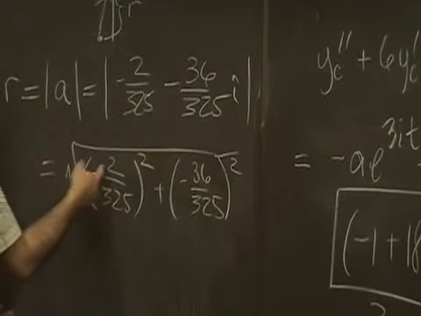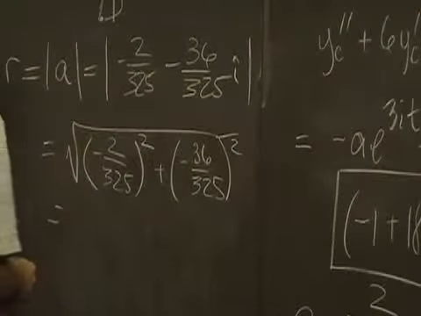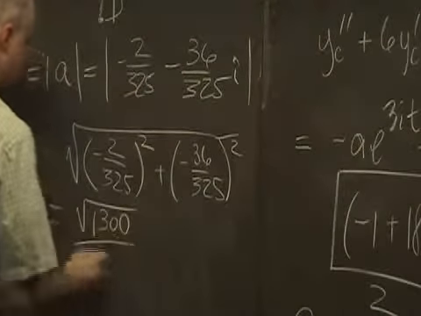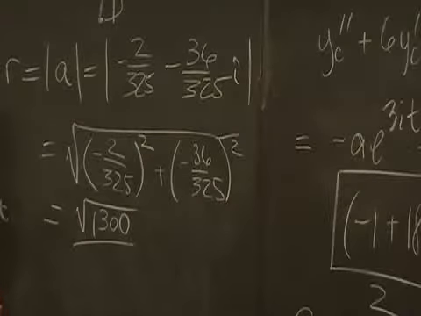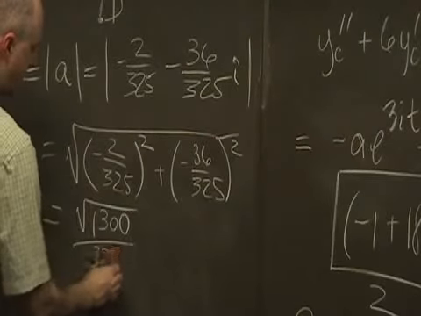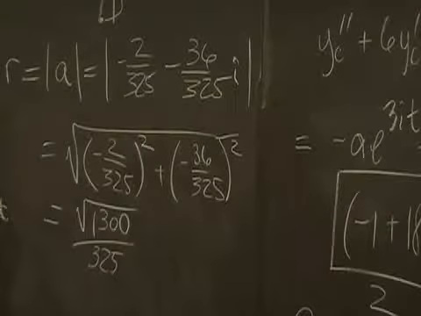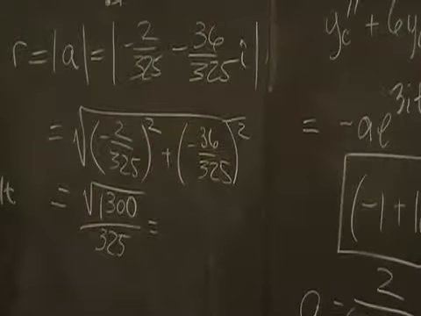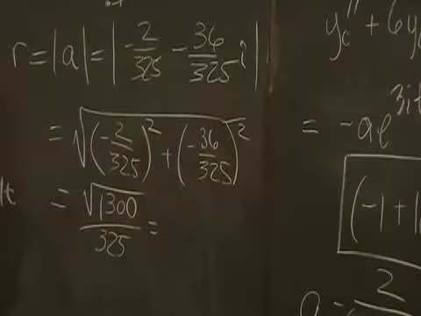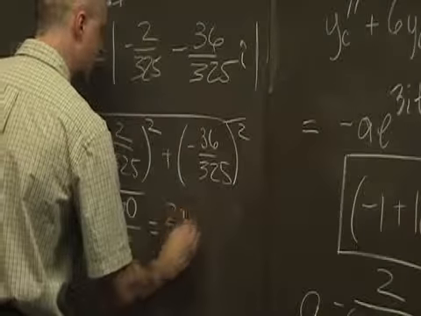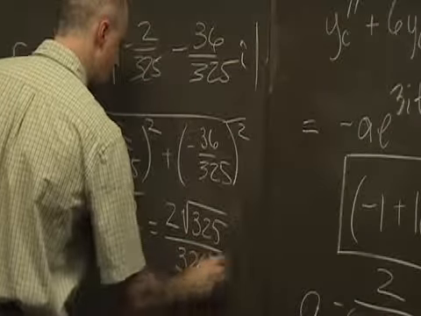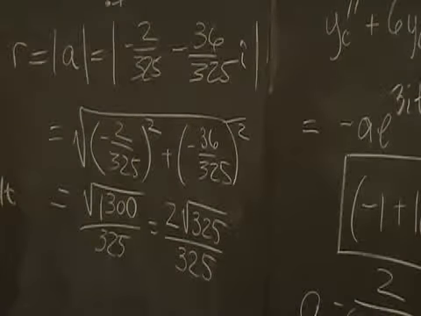Ultimately, in the numerator, we get 4 plus 1296 is 1300. We get the square root of 1300 divided by the square root of 325 squared, which will be 325. You could leave the answer like that, but you also can simplify it. For example, we can divide 1300 by 4 to get 325. Square root of 4 is 2. So we could write it like that.